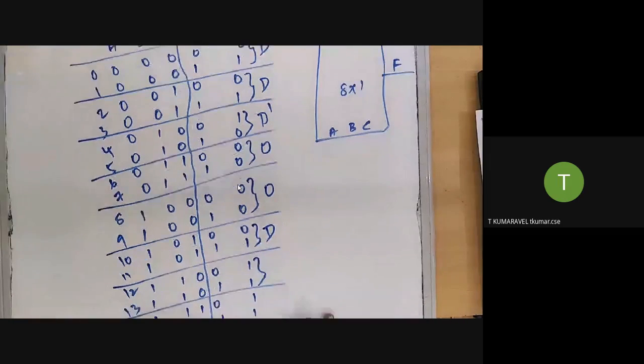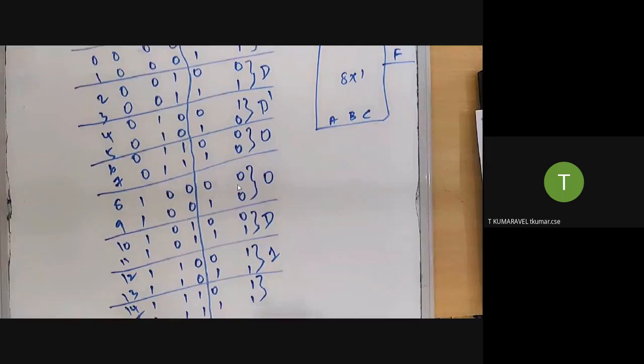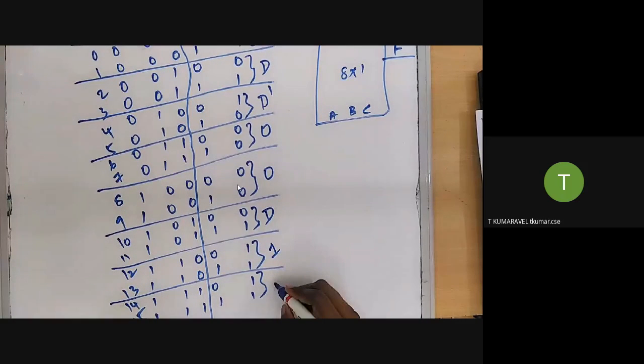What about the next group? Both outputs are equal to 1, so this is 1. Similarly, in the last group also, both outputs are equal to 1. So I'm going to simply write it as 1.